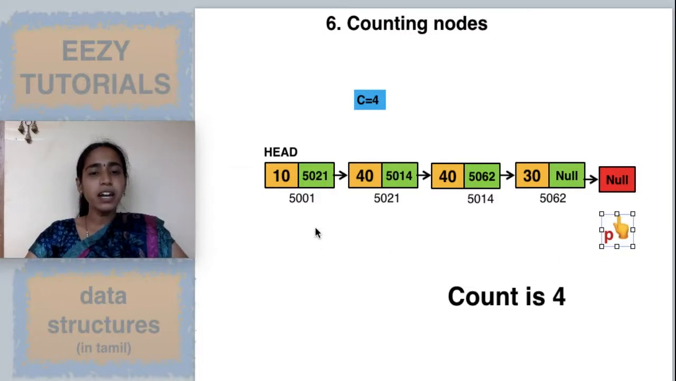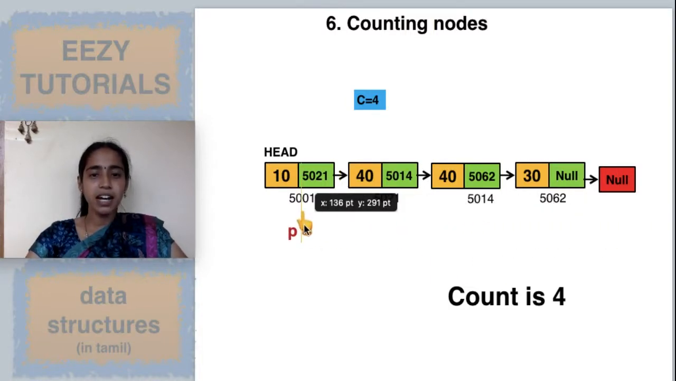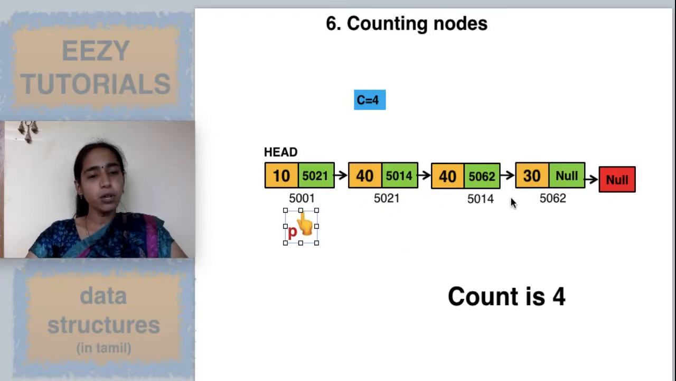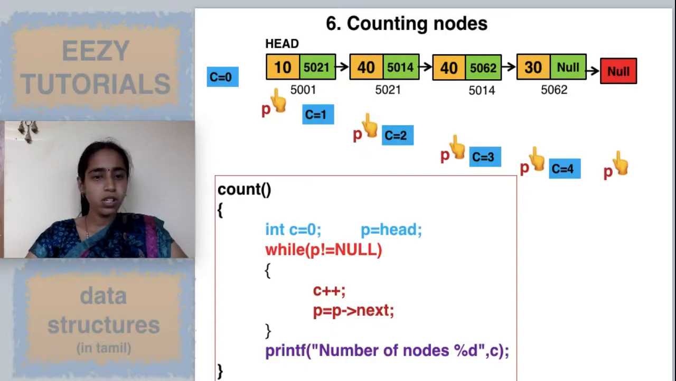So what I'm doing is repeatedly doing the same task: incrementing the count value and moving the P. How long do I do this? I don't know the number of times, because I'm going to count the nodes. How many nodes are there? I do not know. So I cannot use a for loop. I stop this process when P is pointing to null. Since it is condition based, we have to use a while loop, because we are doing some task again and again.